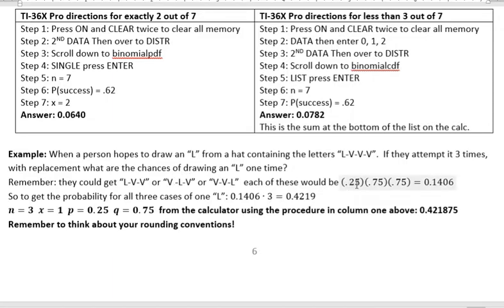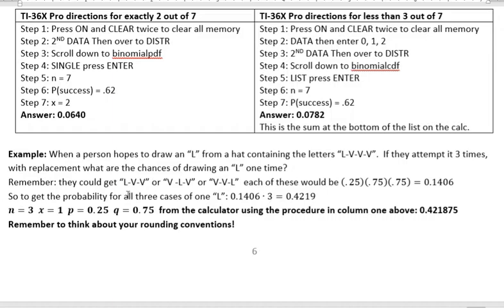So if we multiply 0.25 times 0.75 times 0.75, that is, we got the L, and then we got a V, and then we got a V, we get 0.1406 on the calculator. So there's 3 different ways to get that outcome.